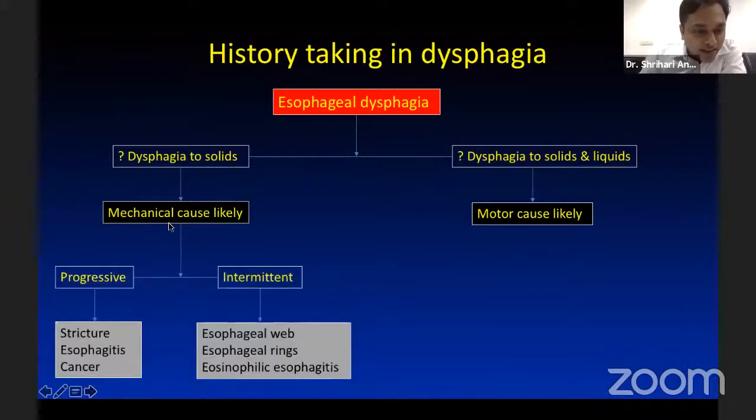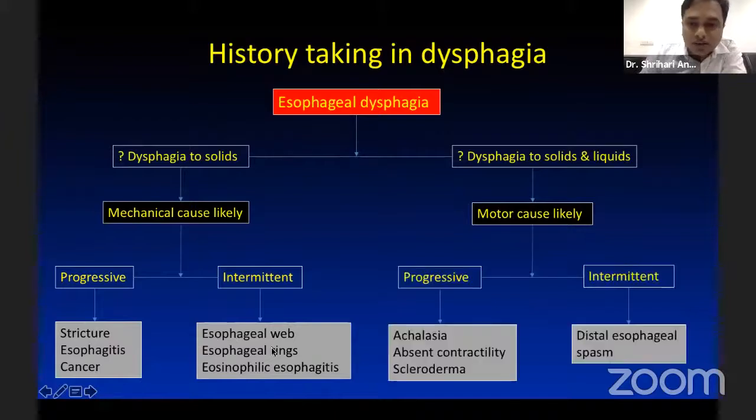Once you have a mechanical cause, the next question is whether the dysphagia has been progressive, in which case entities like stricture, esophagitis, or cancer are more common. If the patient is complaining of an intermittent kind of dysphagia, entities like an esophageal web, rings, or eosinophilic esophagitis are common. If the patient has a motor cause, then again the similar question, whether he has a progressive dysphagia, in which case achalasia or absent contractility or scleroderma could be thought of. If the patient is complaining of a motor kind of dysphagia which has intermittent symptoms, this is more likely.